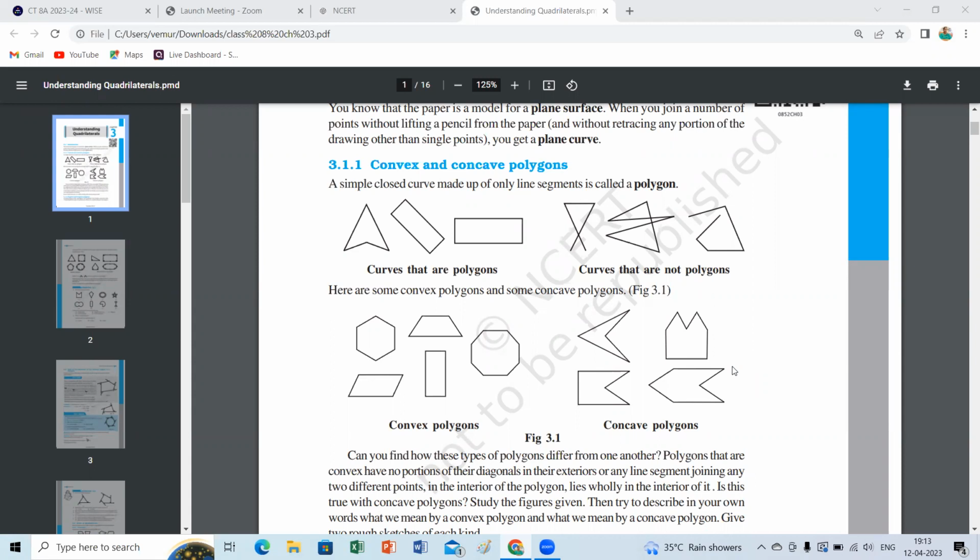Ma'am, in concave polygons. Ma'am, can you say again? Yes, about angles, tell about angles. You can see in convex polygons all are acute angles. Yes or no? 90 or below 90, like a rectangle. What about concave polygons? The first one is less than 90.